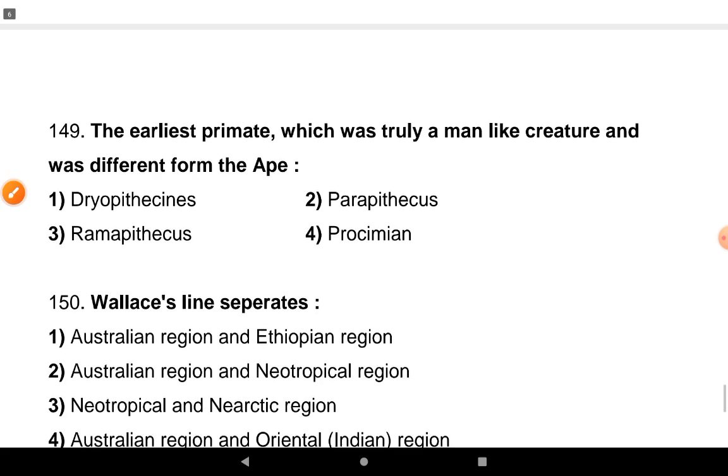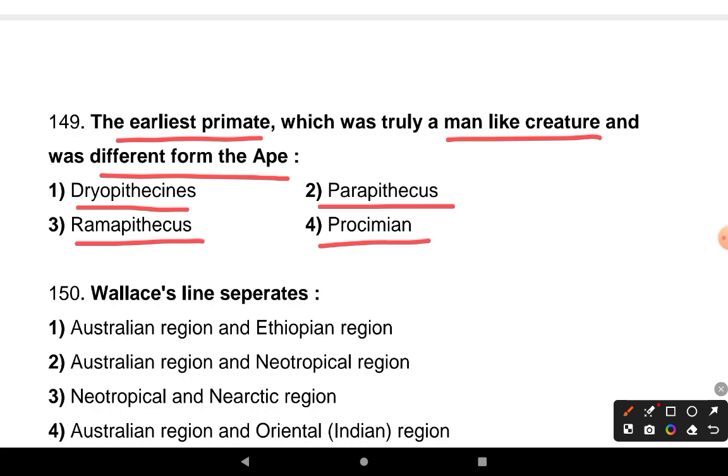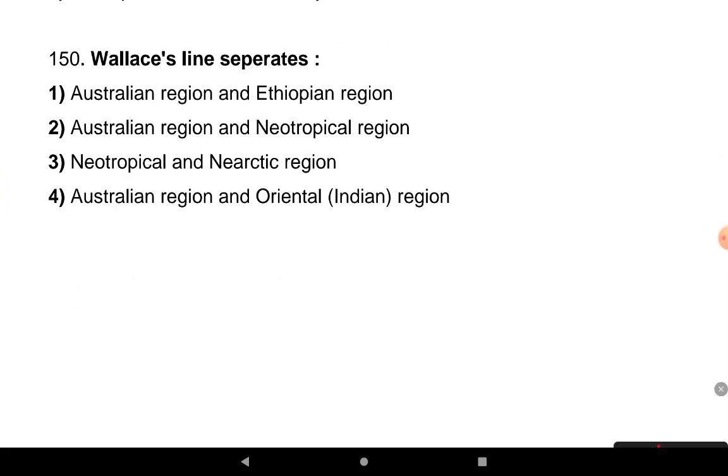Our next question is, the earliest primate which was truly a man-like creature, different from ape, is Dryopithecines, Parapithecus, Ramapithecus, Prosimian. So the correct answer is option 3. Ramapithecus was the earliest primate which was a truly man-like creature and different from ape. Option 3 is right. Our next and last question of this RPSC Zoology Paper 1 paper.